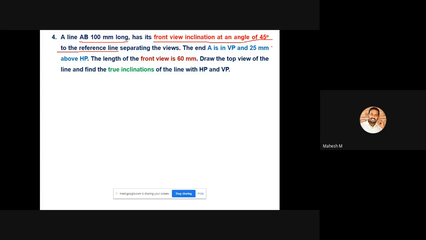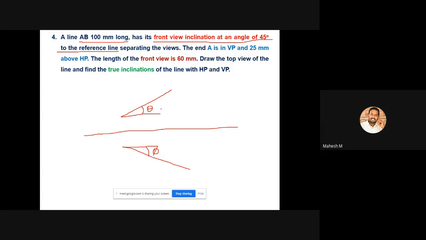Okay, so I will tell you the answer for this. Initially, we will create a reference line. After that, we will create a true length line for the front view, and with that, we will create another true length line for the top view. Okay, so this true length inclination will be marked as theta. Okay, and this true length inclination will be marked as phi.